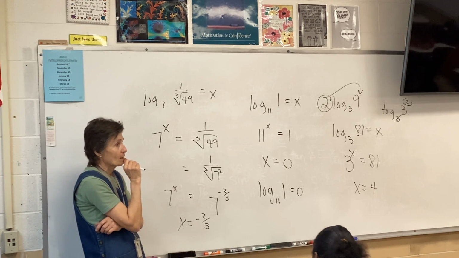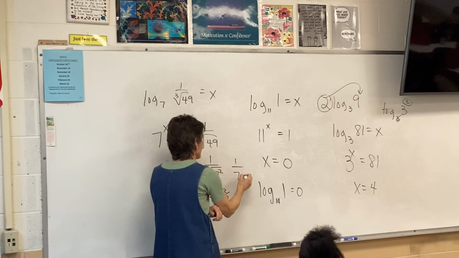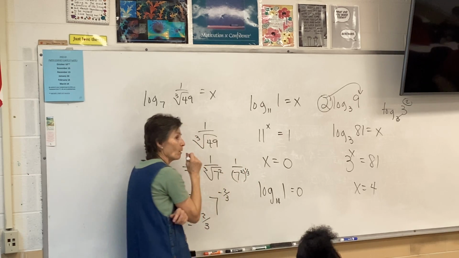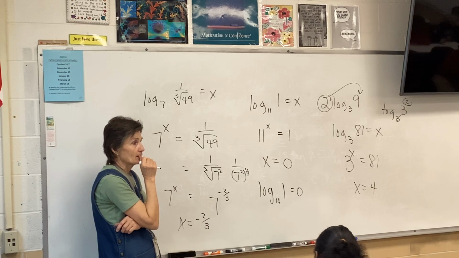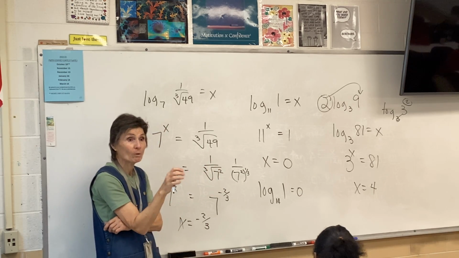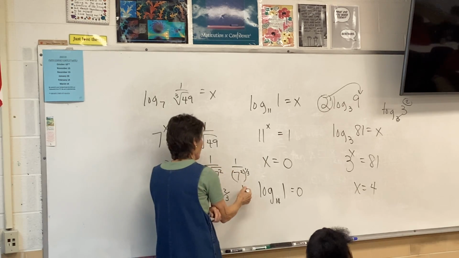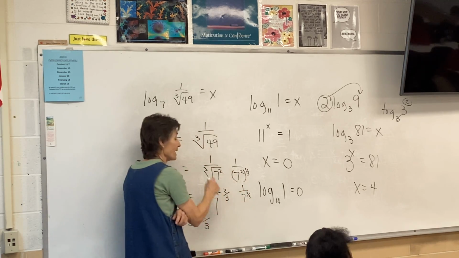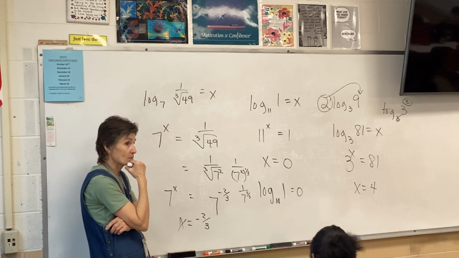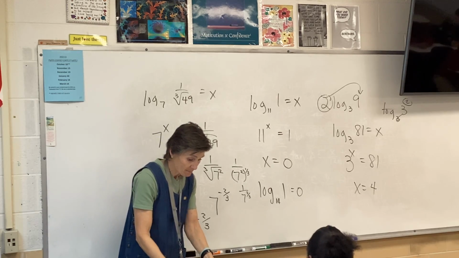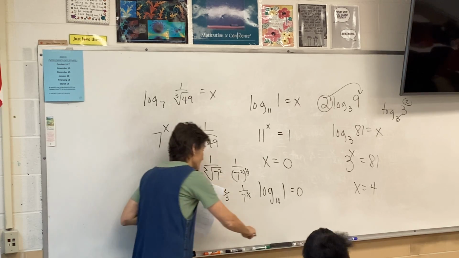Radicals are fractional exponents. A cube root is a 1/3 power. A square root is a 1/2 power, right? Since it's 1 over, it's going to be negative. And that's where we got negative 2/3. Does anybody need to ask about that? Something there not make sense to somebody.